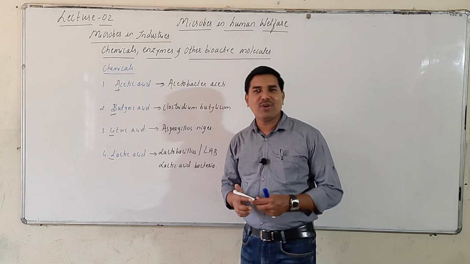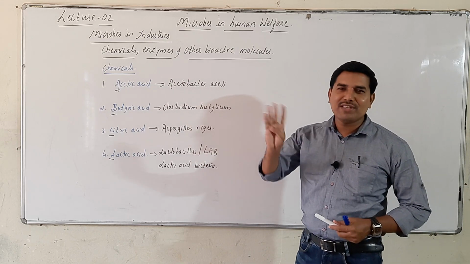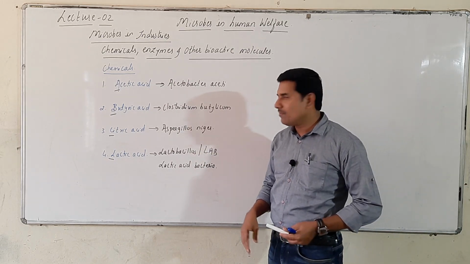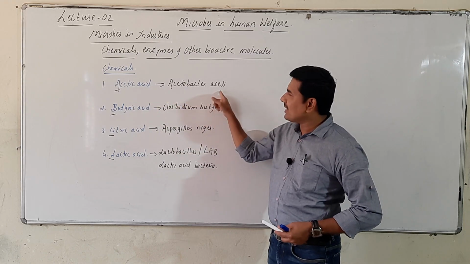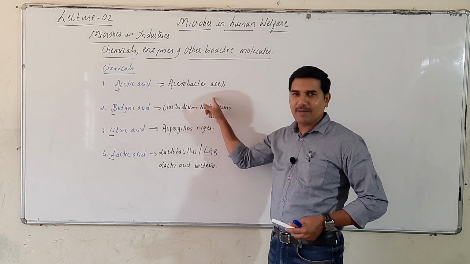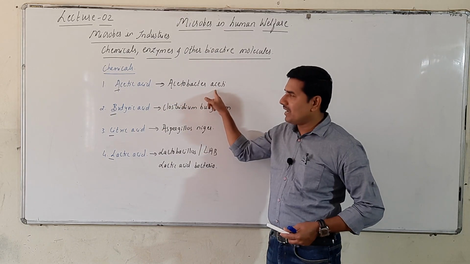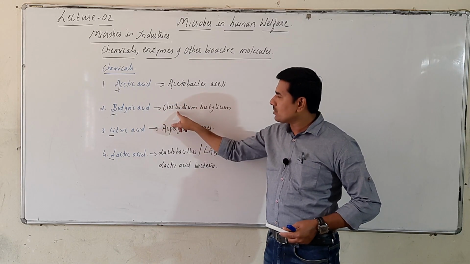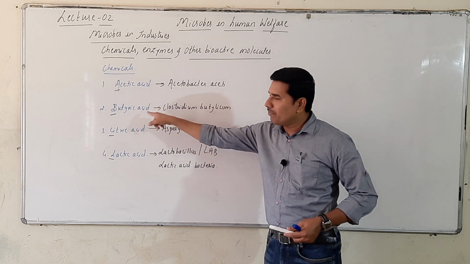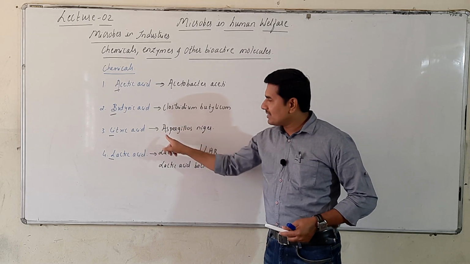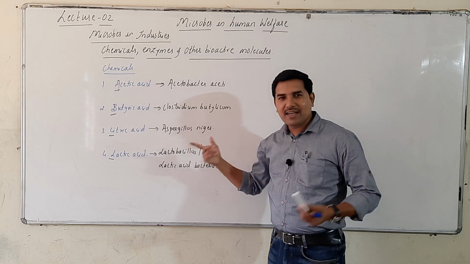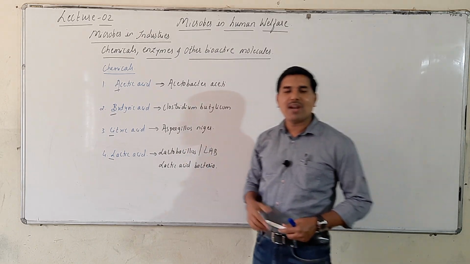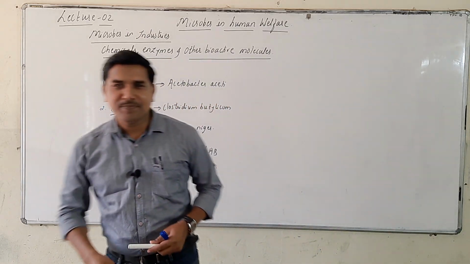You have only these four in your NCERT. So let us study only these four. Let us remember only these four. Okay. So how to remember them? Acetic acid is produced from Acetobacter aceti. Then butyric acid, Clostridium butylicum. Then citric acid. This is a little bit different. This is a fungus, Aspergillus niger. Lactic acid, you know it, Lactobacillus or lactic acid bacteria, LAB.